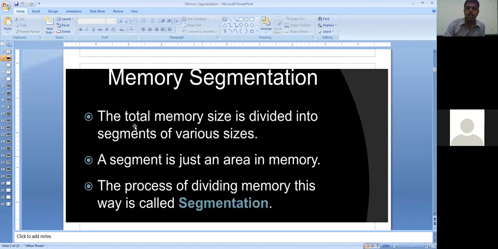Memory segmentation is nothing but the total memory size in 8086 being divided into some blocks or segments. Each segment is nothing but a different area in the memory. The process of dividing that memory into different blocks is called memory segmentation. Now, how do we segment? How do we address the different segments in 8086? We'll see that.